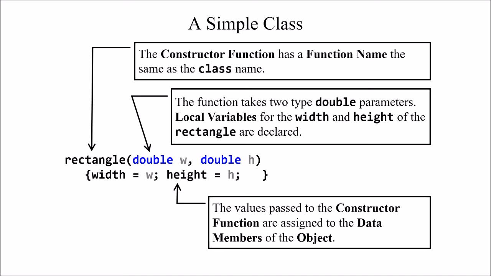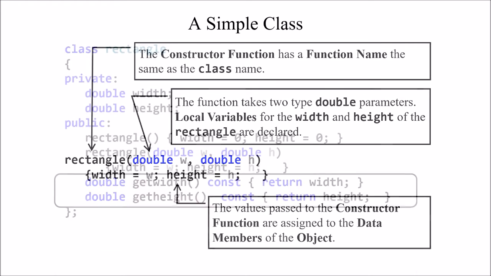It simply takes the value that is passed to the local variable w, and assigns that to the width, which is a data member of the class. And it takes the value that is passed to the local variable h and assigns that to the data member of the class known as the height. And in this way, you can create an object of the class rectangle with a particular width and height.